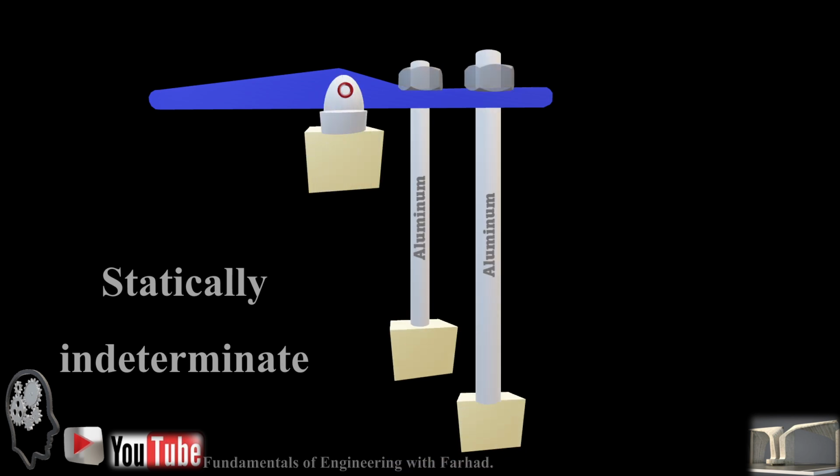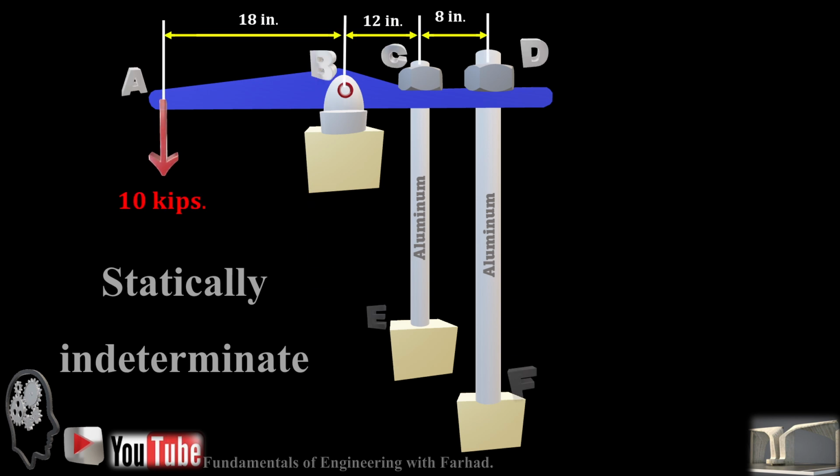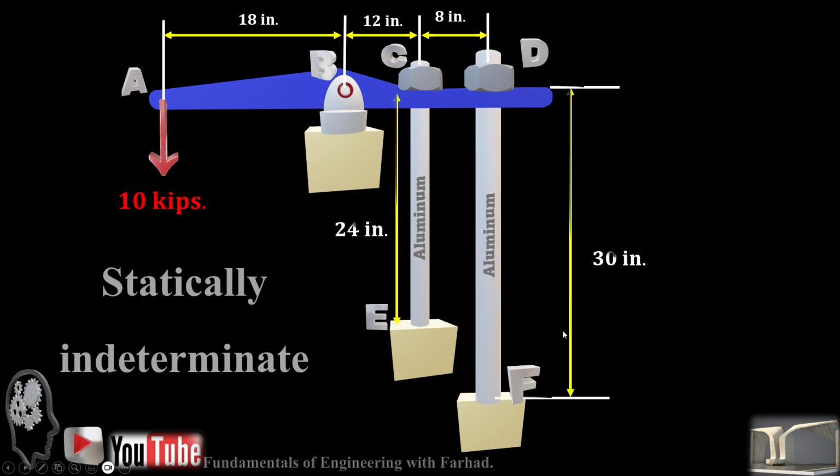In this example, we have a combination of solid rods: ABCD, this blue rod, and two aluminum rods, CE and DF. After applying 10 kips at point A, we want to calculate the forces in each rod and also their deflection.